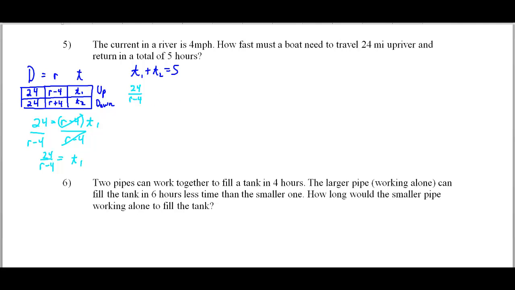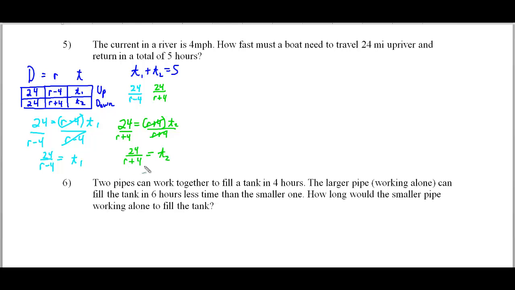Okay, so we're going to move to the next part of this equation. We're going to change to a different color. This is going to be our T2 equation, which is going to look a lot similar to this. 24 is equal to R plus 4 times T2, and then divide both sides by R plus 4. That simplifies out. So 24 divided by R plus 4, here we have it, 24 over R plus 4.